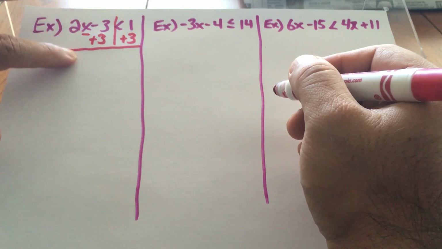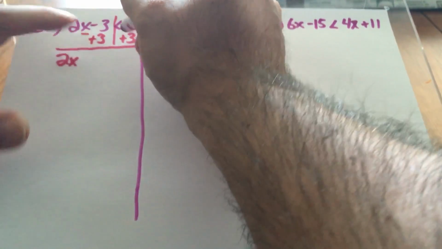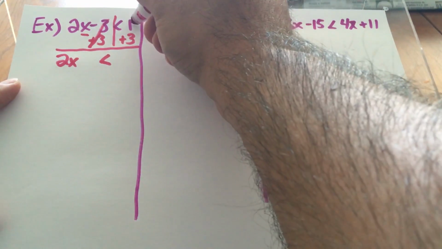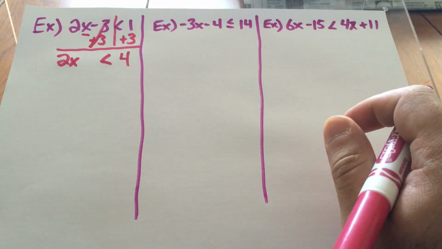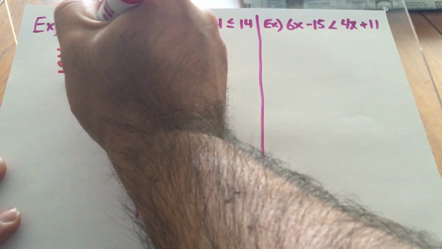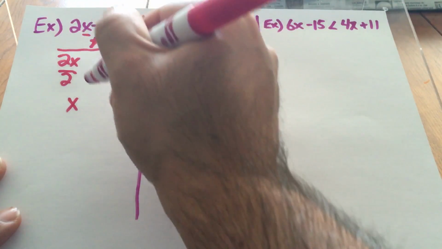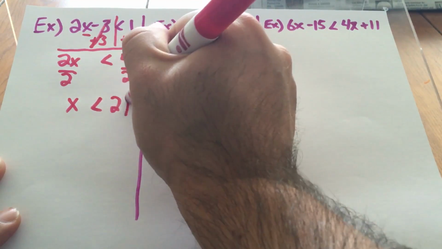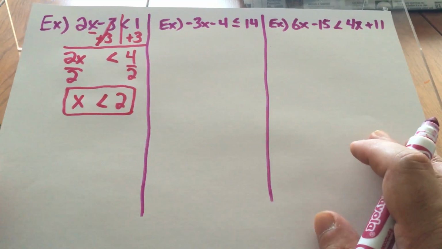The 2x will still slide down, so that becomes 2x. Negative 3 plus 3 is 0, so it cancels out. That's what we wanted to happen. And then we've got 1 plus 3 equal to 4. And then finally, to get x by itself, just as you might expect, we want to divide both sides by 2. And that'll leave us with 1x on the left. 4 divided by 2 is 2. So this would be the solution to my inequality.